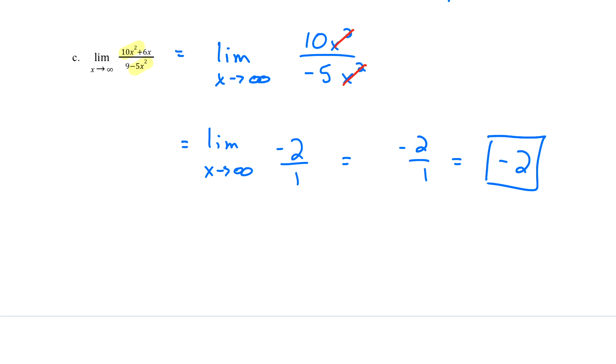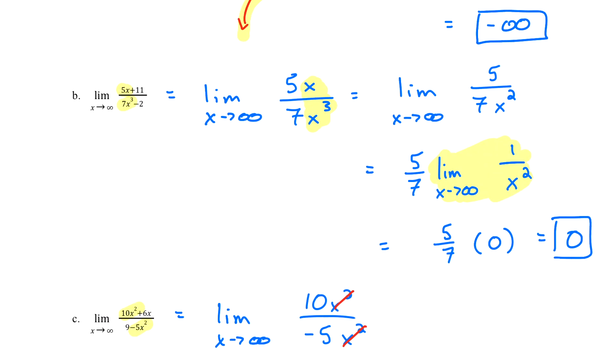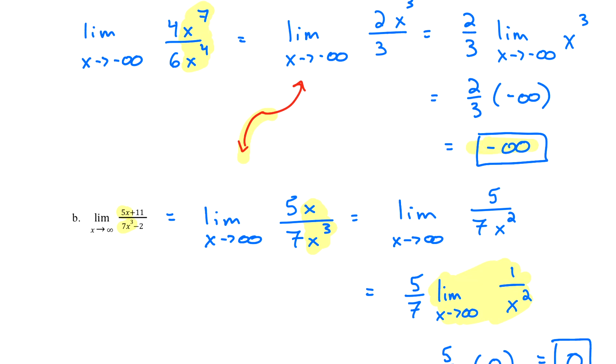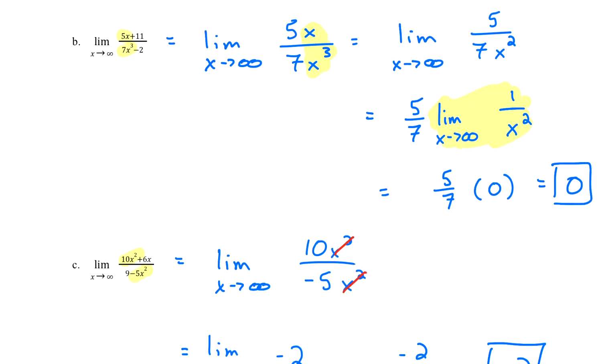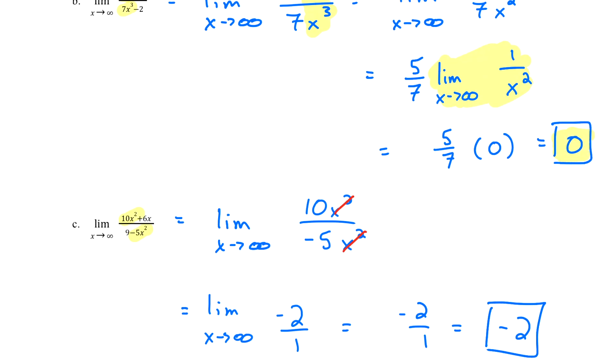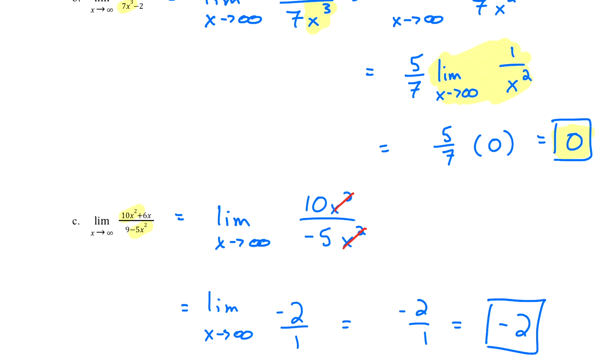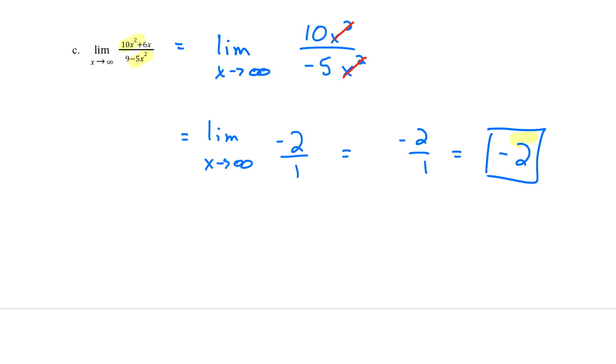So when we look at these limits at infinity and negative infinity of rational functions, we can end up with a lot of different situations. We can end up with a limit of negative or positive infinity, like we did in our first example. We can end up with a limit of 0, like we did in our second example. Or you can end up with any other finite number. Here in this case, we ended up with negative 2.